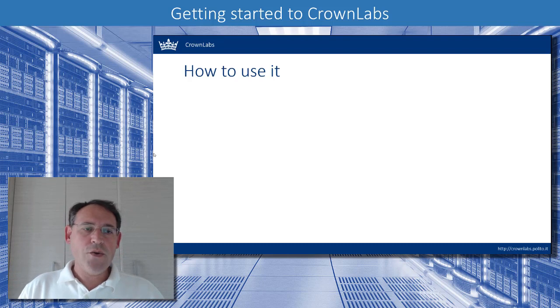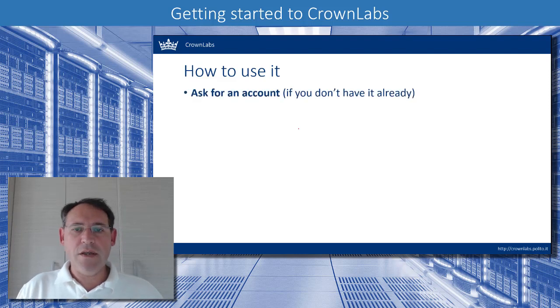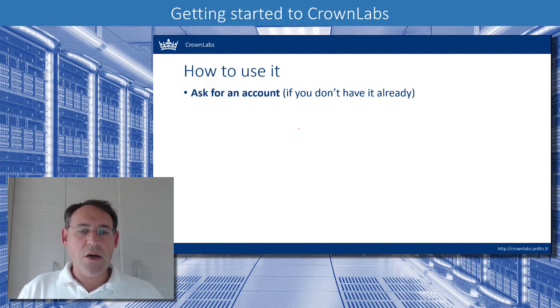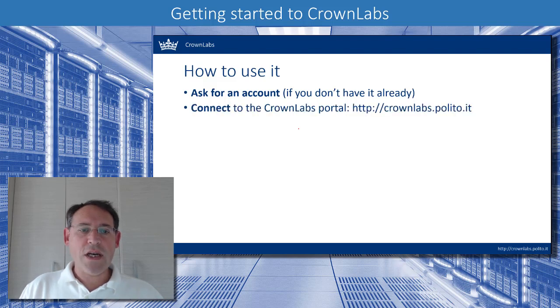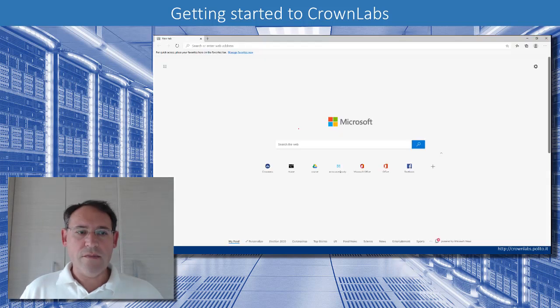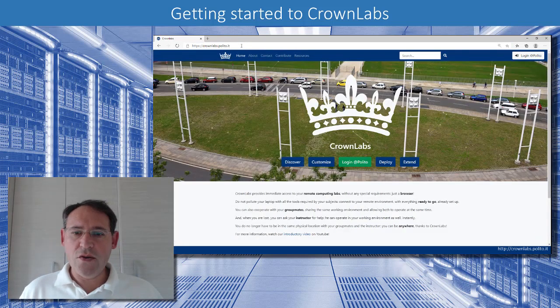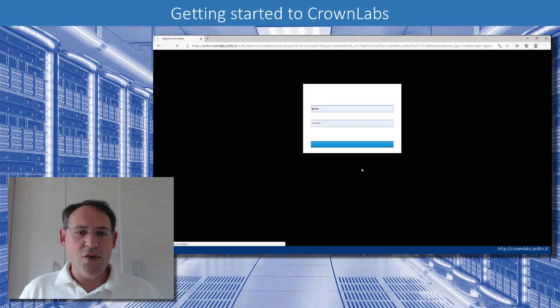Let's see now how to use CrownLabs. So first, we have to ask for an account if you don't have it already, because you have to log in on the website. Usually, students' accounts are already created by the professor at the beginning of the course, but just in case, you need to have an account. Second, you have to connect to the CrownLabs portal at this address. Let's try to do so. crownlabs.polito.it, and then you have to log in.